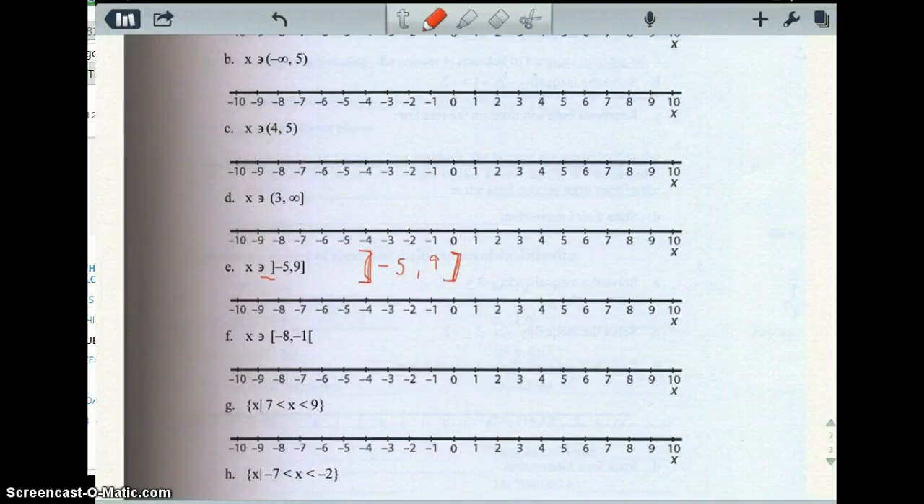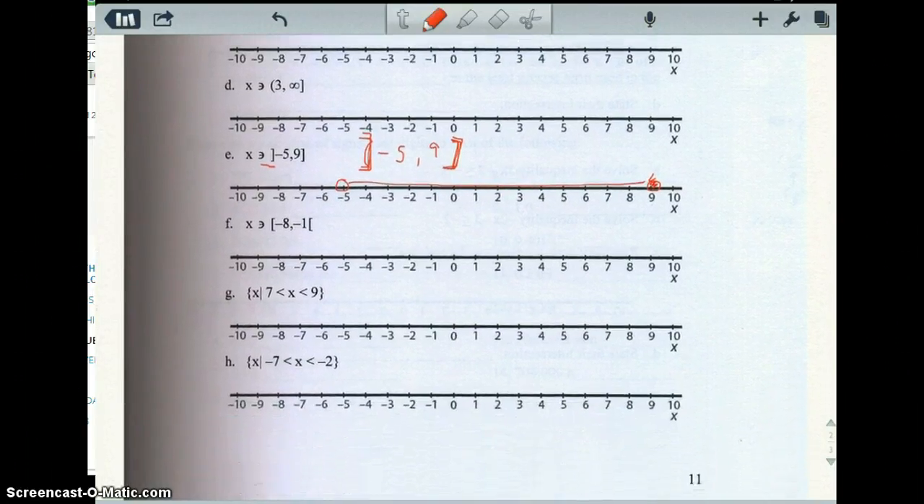So basically we need to circle the negative 5 and the 9, and we need to connect in between. And now the question is, does it include the 9? Yes, it includes the 9 because the square bracket is including the 9. Does it include the negative 5? No, it doesn't, because the square bracket is facing the wrong way. So we leave that one open, and the 9 we color in. Okay? So whenever you include the number, you color it in.